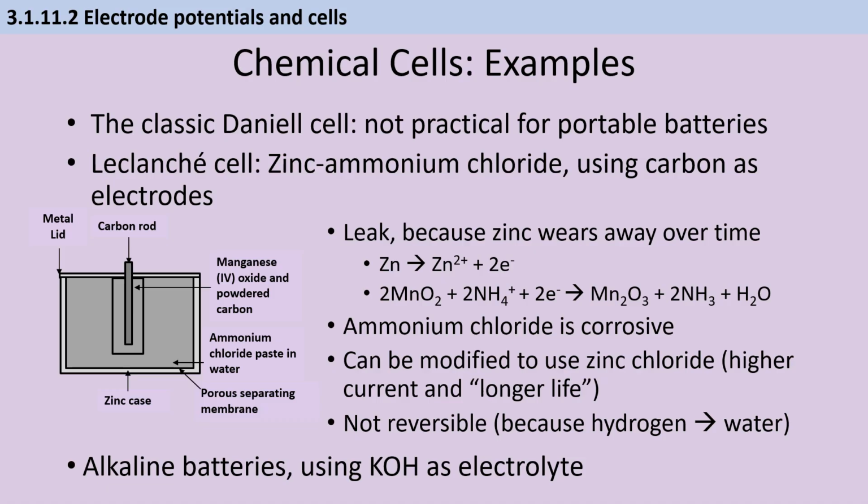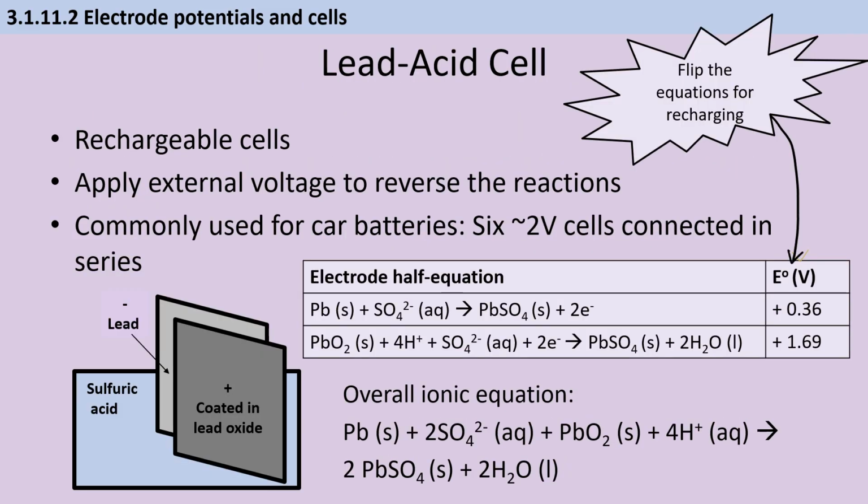Alkaline batteries were the named example of a non-rechargeable battery if you did AQA GCSE chemistry, and instead of having an acidic electrolyte like ammonium chloride, you have an alkaline electrolyte like potassium hydroxide. Lead acid cells are a classic example of a rechargeable cell, and they're the basis of car batteries. Usually 6 of them are wired together to make a battery with a potential difference of about 12 volts.